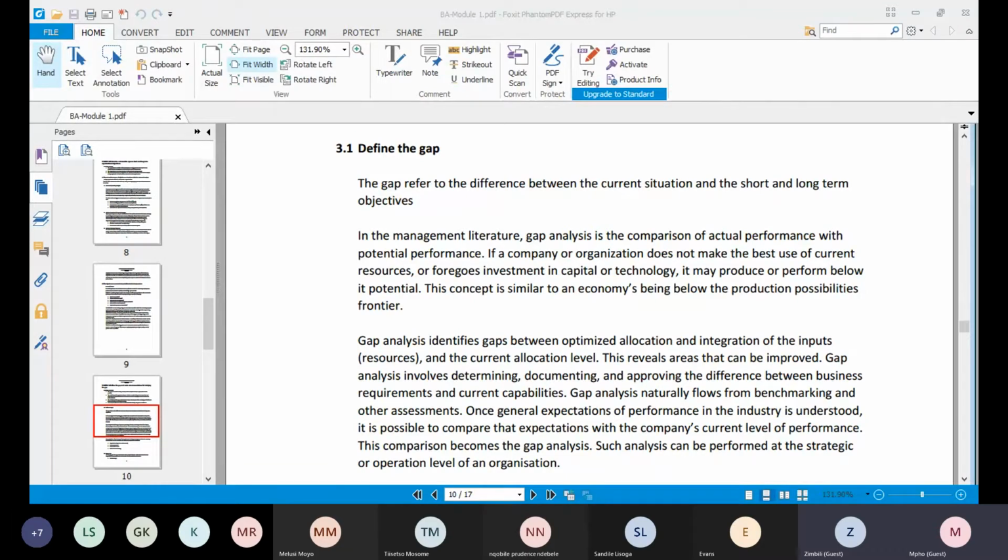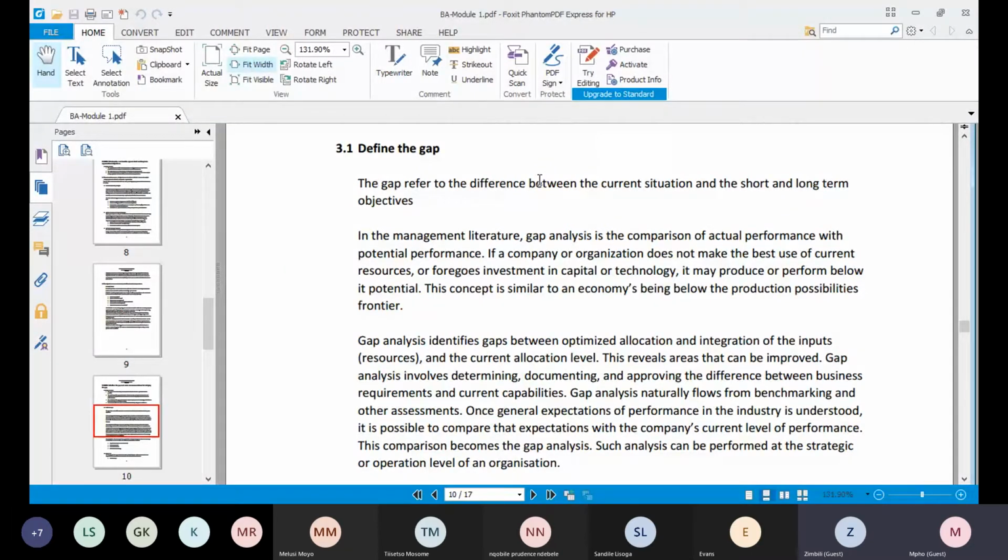As Ngobile and the other lady that spoke before said, a gap refers to the difference between the current situation and the short and long term objectives of the organization. It's the difference between the objectives and the current progress of meeting those objectives. It's also a process that allows the organization to determine how best to achieve their business goals. It compares the current state and the future state, which highlights shortcomings and opportunities for improvement.